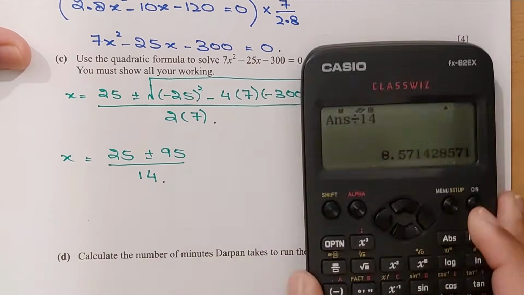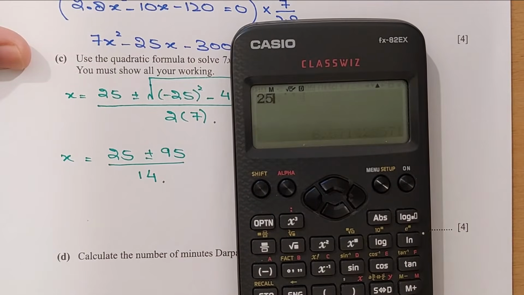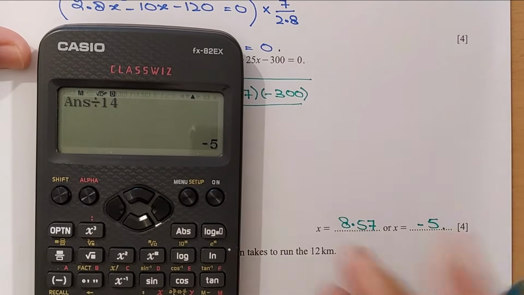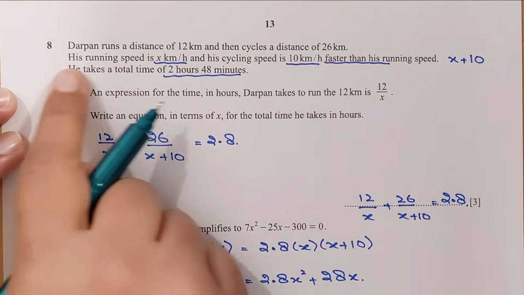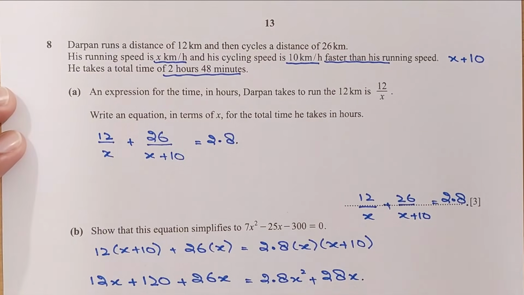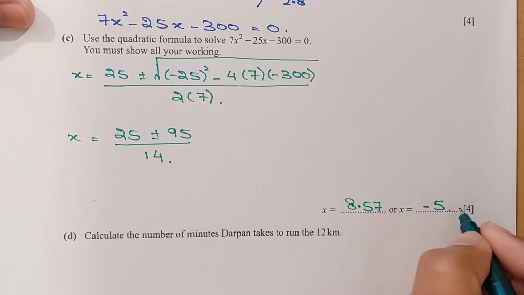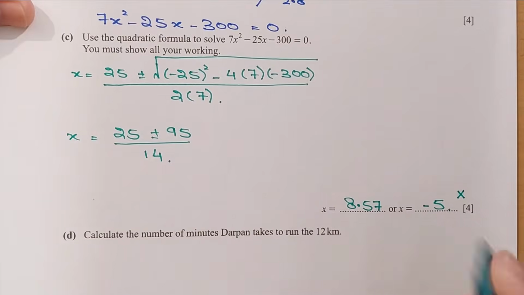8.57. And for the next one, 25 minus 95 divided by 14. This is minus 5. So what is x? X is the speed. We have been given at the start of the question that the running speed is x, and we know that speed can never be negative. Speed is a scalar quantity, so we cannot pick this one. This is the valid answer.